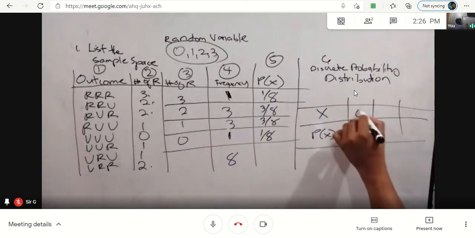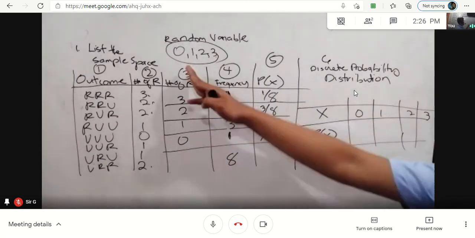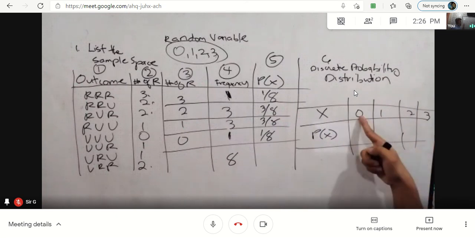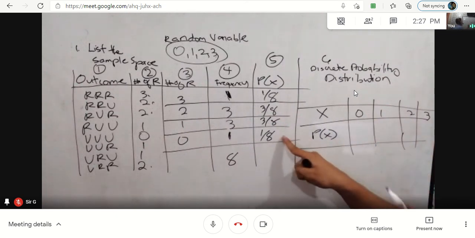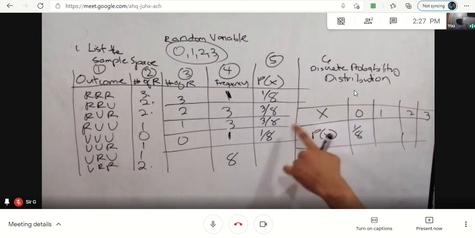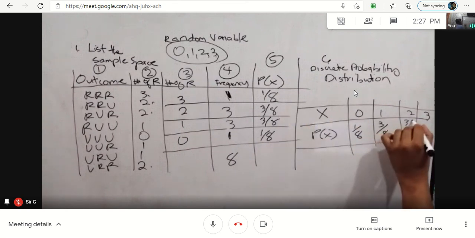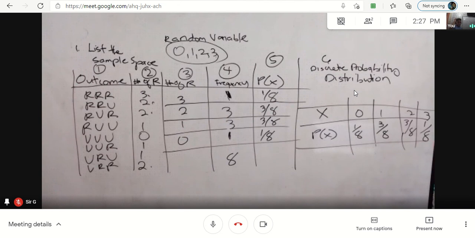So, kung 0, 1, 2, and 3. Kung ano yung random variable nyo, dito nyo rin po ilalagay. Pataas rin siya, mula mababa hanggang pataas. And also, anong katapat ni 0 dito? Katapat niya ay 1 over 8. Katapat ng 1 is 3 over 8. Katapat ng 2 is 3 over 8. And also katapat ni 3 is 1 over 8. That is the discrete probability distribution na sinasabi natin.